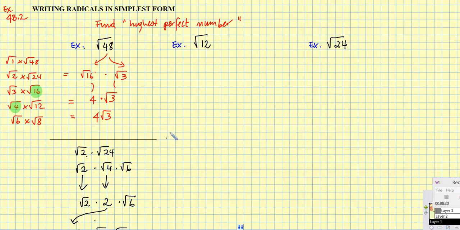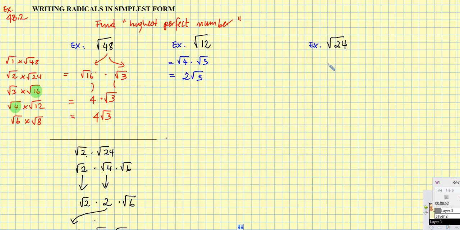All right, let's take a look at the next example. Next example is root 12. With the square root of 12, I could choose to do root 6 times root 2 or root 4 times root 3, but I'm going to choose root 4 times root 3 because the highest perfect square that I have is 4, so that I have 2 root 3.